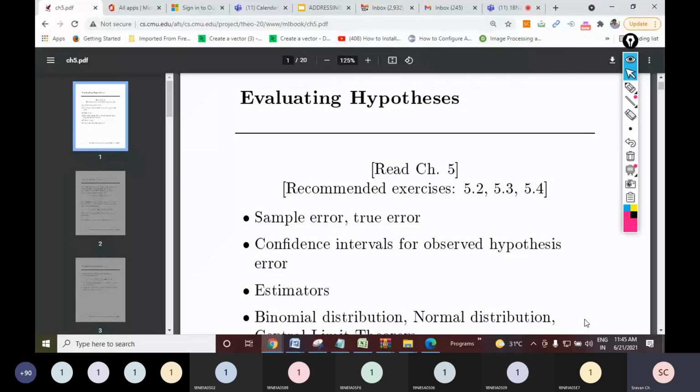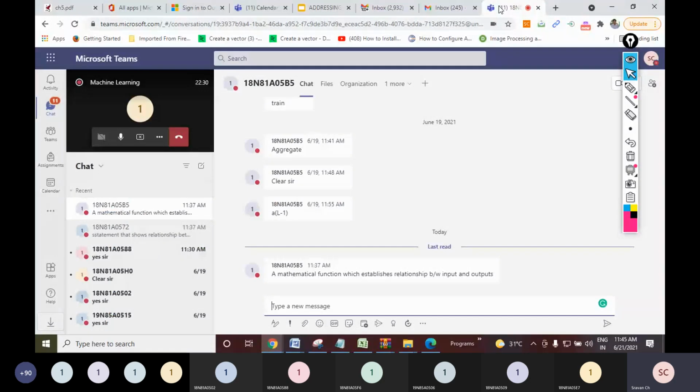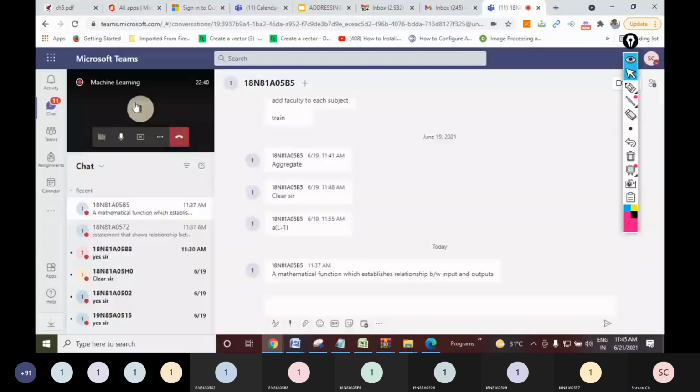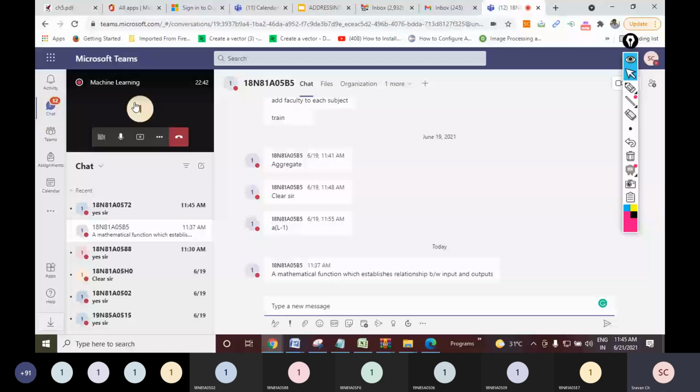Is the meaning clear to everyone? Why are we evaluating hypothesis? Kindly let me know in the chat box. We have multiple possible hypotheses, and we need to pick the one which offers minimum errors. So the agenda of the topic is clear.